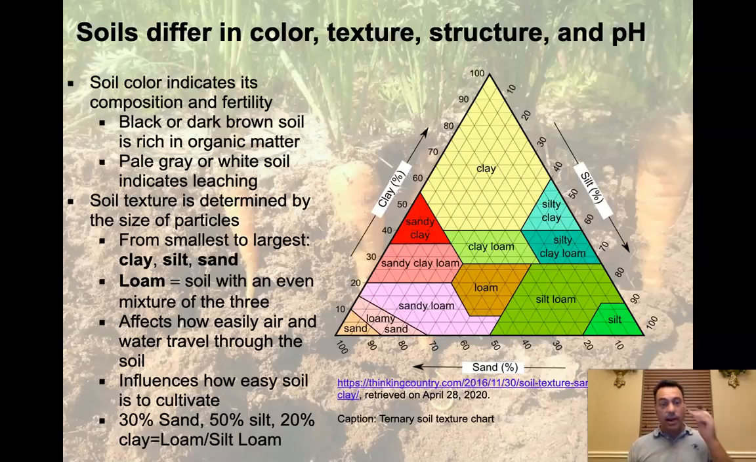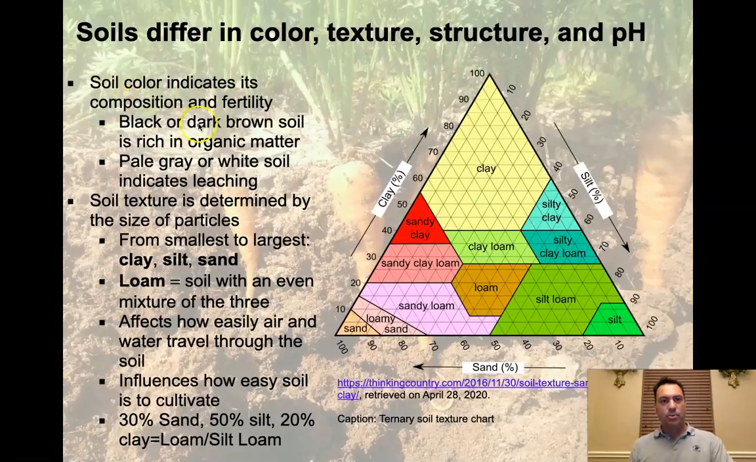All right, another important parameter for classifying soils is to understand its color and its texture and what those things mean, as well as the structure and the pH. So those are four important things. So let's talk about soil a little bit. Soil color indicates its composition and its fertility.